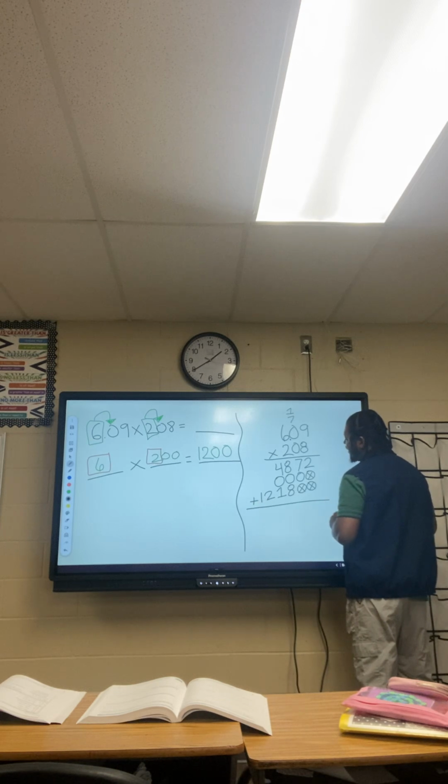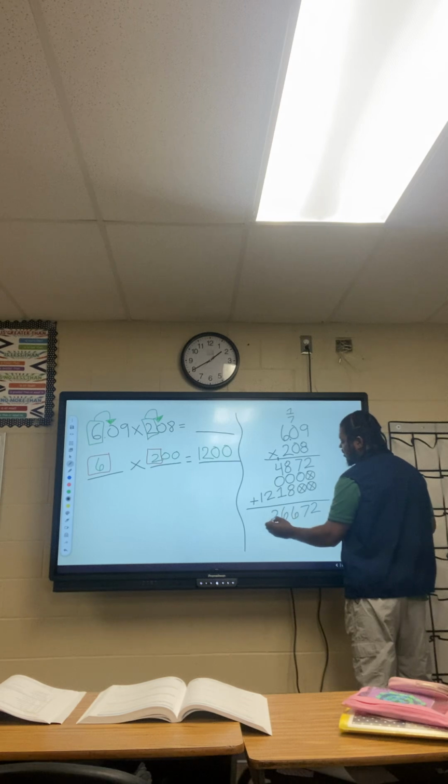Last step is to add these together. 2 plus nothing is 2. 7 plus nothing is 7. Then we have 8 plus 8 gives us 16, so we're going to put our 1's place down, carry our 10's place. 4 plus 1 is 5, plus 1 more gives us 6. And then we have 0 plus 2 and 0 plus 1.